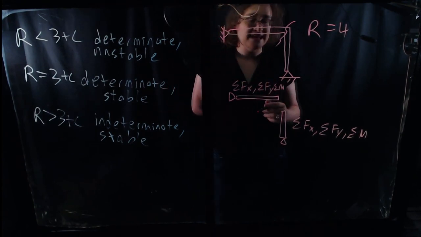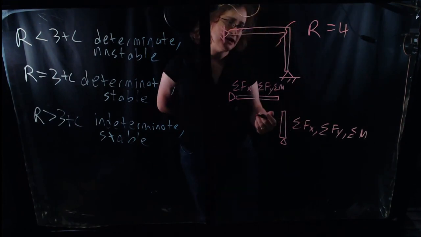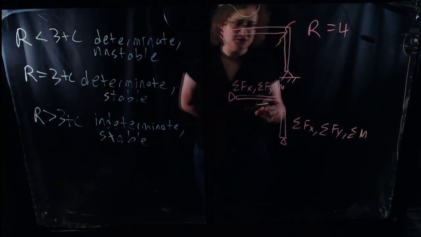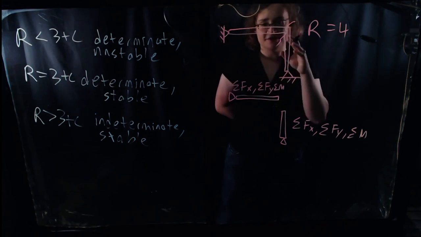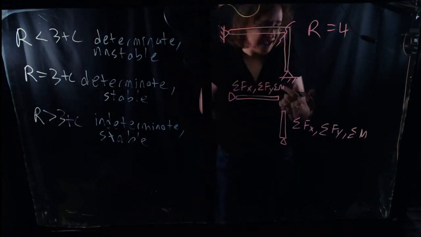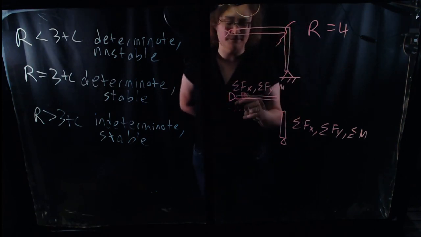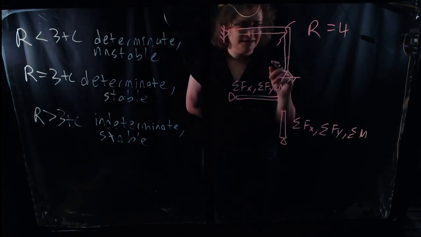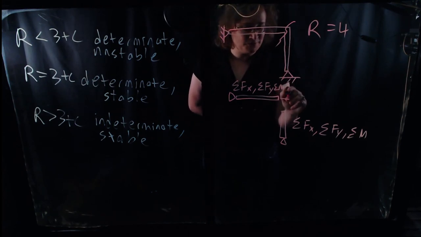And the thing is, yes, I can. Breaking this big rigid body into two smaller rigid bodies does in fact give me 3 more equations of equilibrium. However, it produces a problem, and that's that when I cut this, I've revealed 3 more unknown forces.